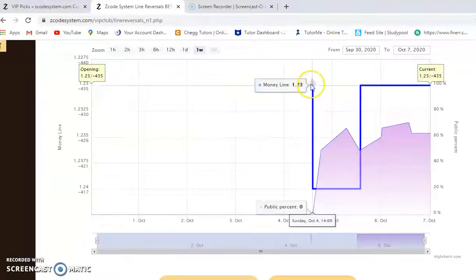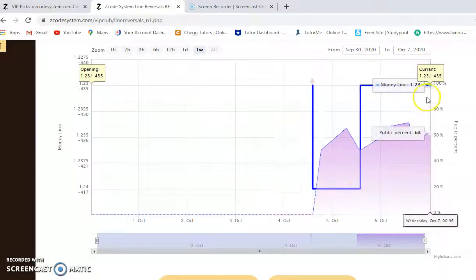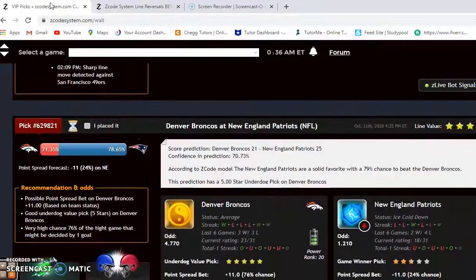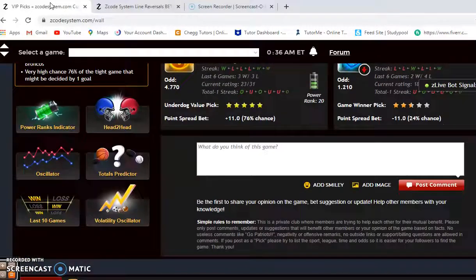And you can see here, I start at 1.23. And it didn't really change much at all. But you can see the 49ers are a huge favorite, so that really hasn't changed. So again, bet the 49ers on this one.